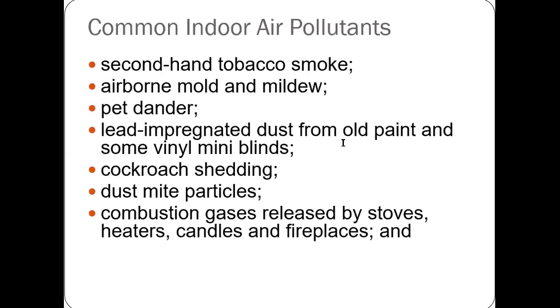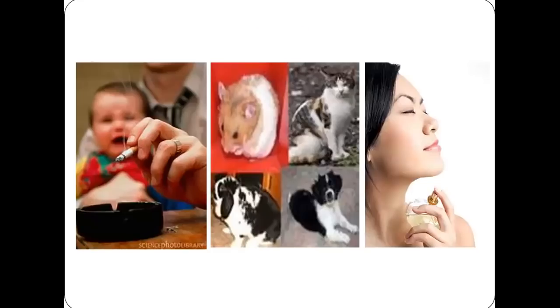Lead impregnated dust from old paints, some vinyl mini blinds can contain this lead, which can actually contribute to indoor air pollutants. Cockroach shedding can also be a source of indoor air pollutants. Dust mite particles, take note of this. These are usually found in our households. Combustion gases, no, released by stoves, heaters, candles, including fireplaces, are the sources of indoor air pollutants. So take note of the picture. These are the very things that is happening in our households.